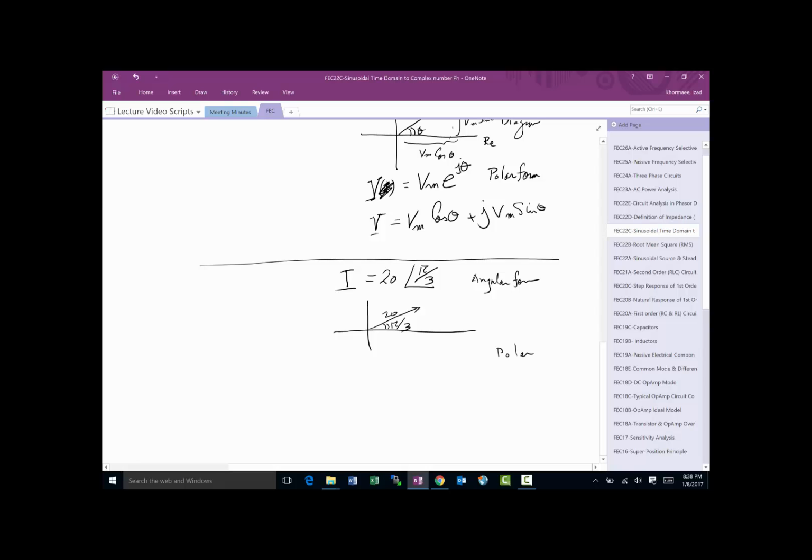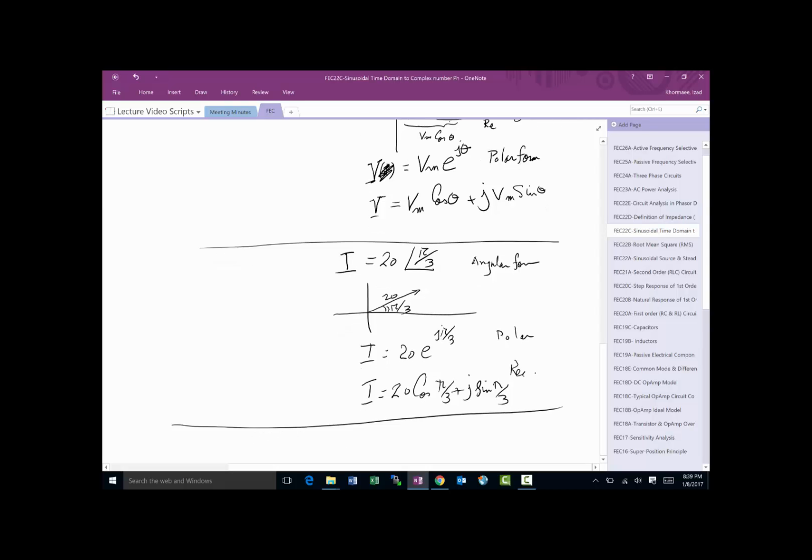We can do it in a polar form pretty easily. We don't even need to do anything. I is going to be equal to 20 e to the j pi over 3, and the rectangular form simply would be I equal to 20 cosine of pi over 3 plus j sine pi over 3. I don't know why I put minus. Okay, so now we have all the forms.